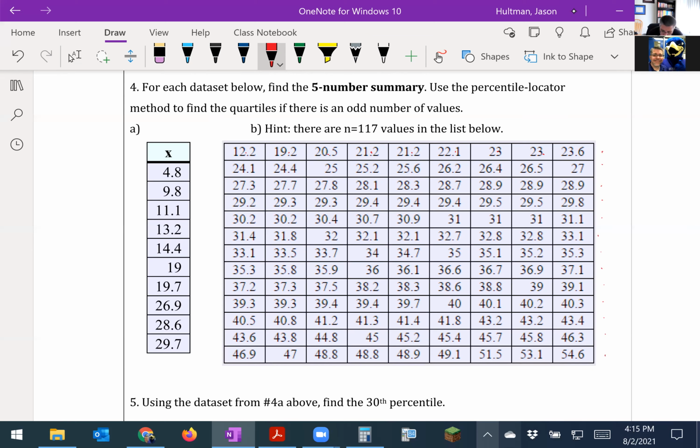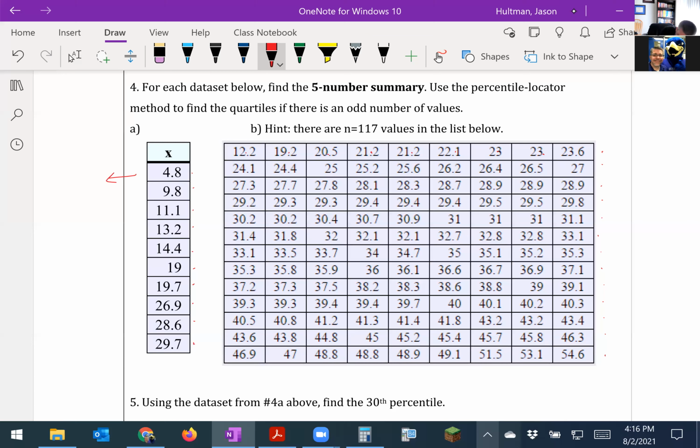Oh, okay, these are two different data sets. I didn't see the A and B here. Okay, we'll get to the B in a minute. The A is just these 1, 2, 3, 4, 5, 6, 7, 8, 9, 10 values. So that's going to be a lot easier. So let's find the 5-number summary. Let's look at just these 10 values here.